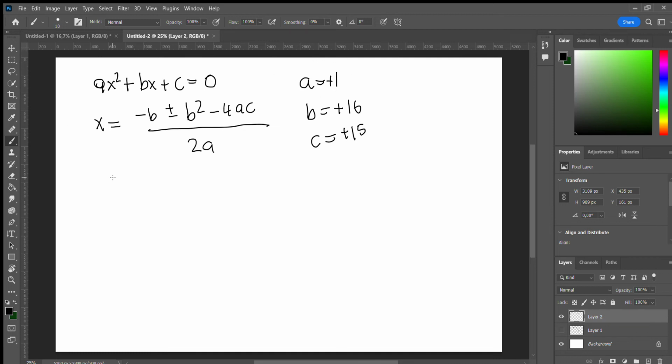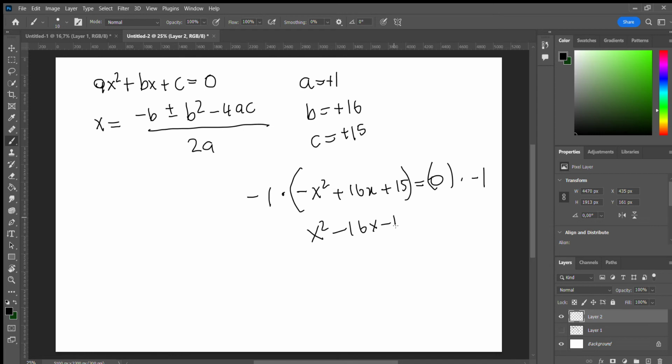So if you had something like minus x squared plus 16x plus 15 equals 0, then you would multiply this out by -1 on both sides. So -1, -1. Then you'll have x squared minus 16x minus 15 equals 0. It's way better to have the a as a positive.